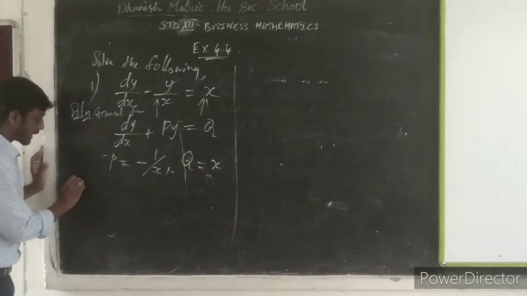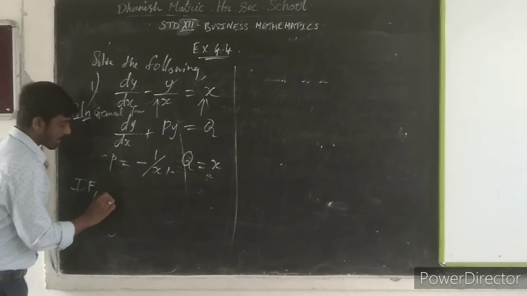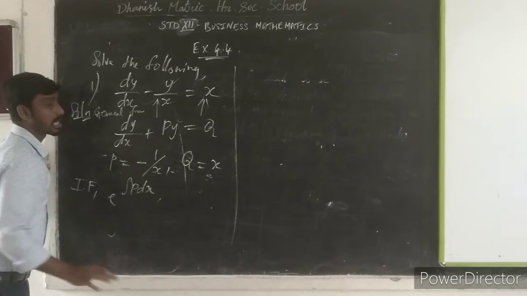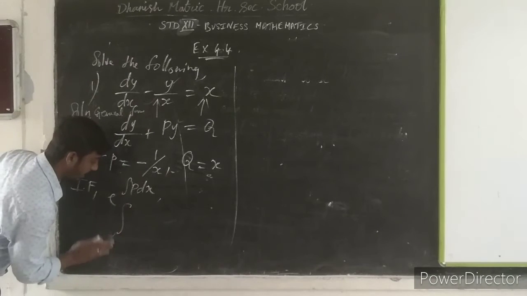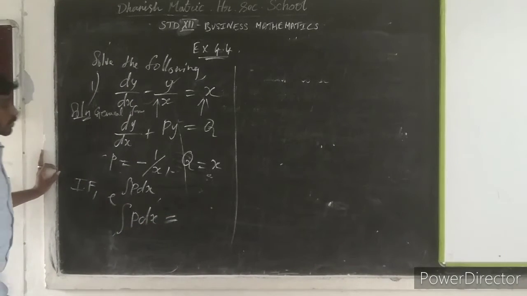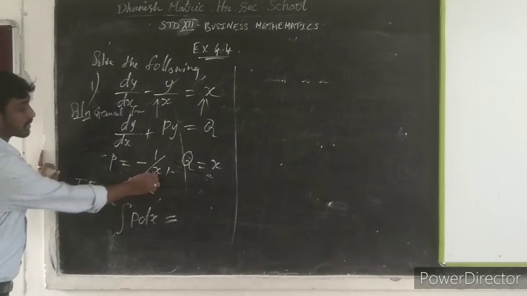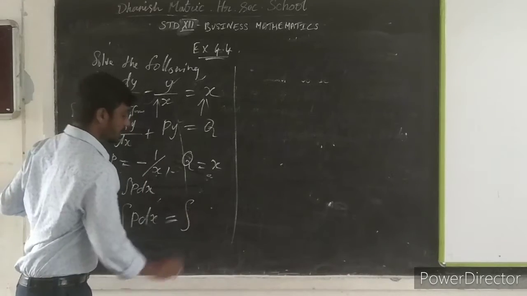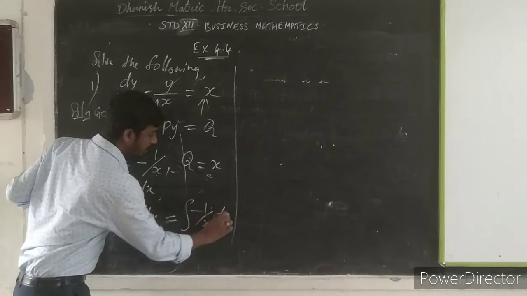Now comes the integrating factor, that is e power of integral p dx. First we are going to find the integral of p dx. Because we have only the x variable, I am applying p dx here. Integrate, what is the p value? That is integral of minus 1 by x dx here.